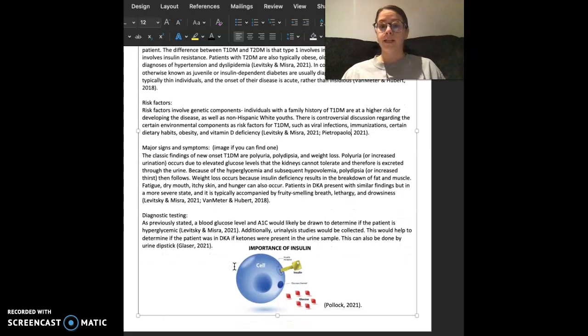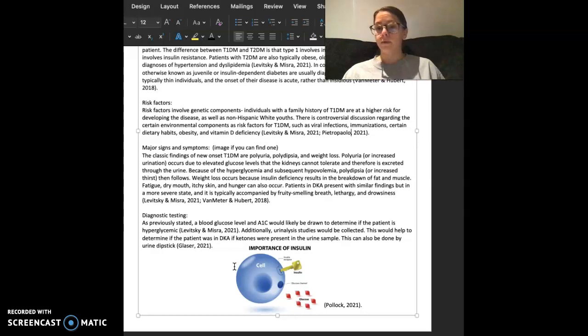But the classic findings of new onset type 1 diabetes are polyuria, polydipsia, and weight loss. So polyuria, or increased urination, occurs due to elevated glucose levels that the kidneys cannot tolerate and therefore is excreted through urine. Because of the hyperglycemia and subsequent hypovolemia, polydipsia, or increased thirst, then follows. Weight loss occurs because insulin deficiency results in the breakdown of fat and muscle. Fatigue, dry mouth, itchy skin, and hunger can also occur.